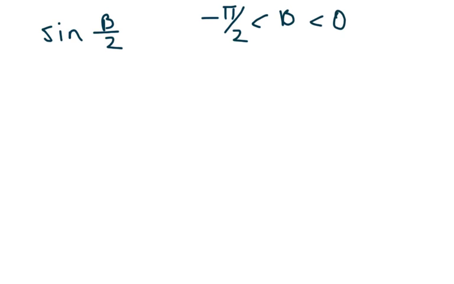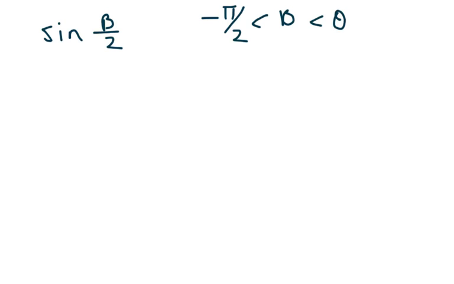I saved the half angles for last. We have to find sine of beta over 2. Let me see on my paper. What do we have to find? We have to find sine of beta over 2 first. And recall that beta lives in between negative pi over 2 and 0.